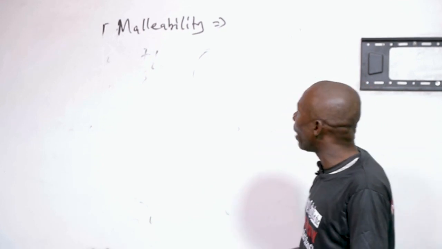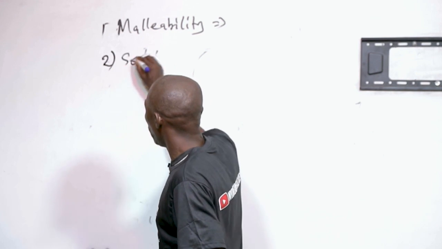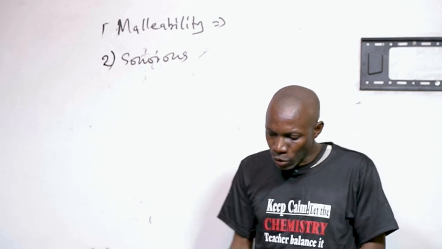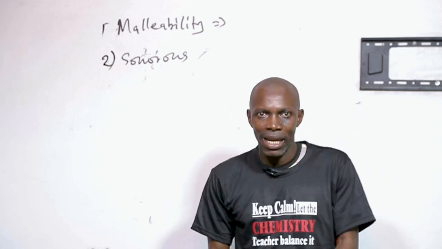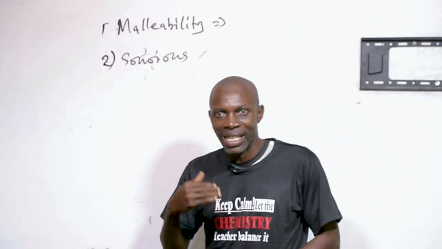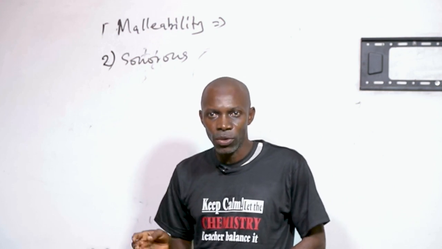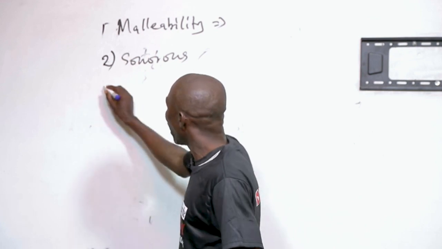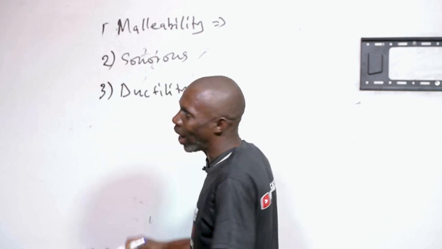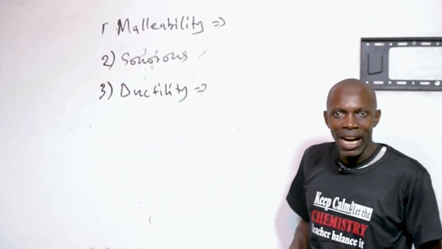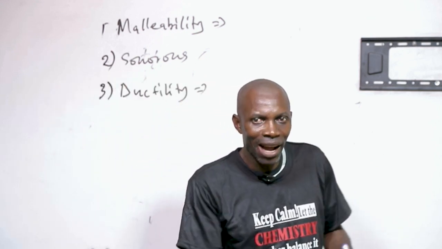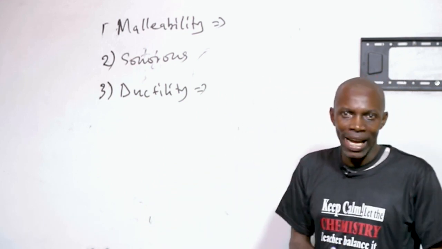We can also talk about sonorous. When you are talking about sonorous, we are talking about producing sound when you strike a substance. When you strike a substance like a metal, it produces sound. Metals are sonorous. You can also talk about ductility, which is drawing it into wire. You can have copper wire, you can have aluminum wire. Metals are ductile. They have the ability to be drawn into wire.